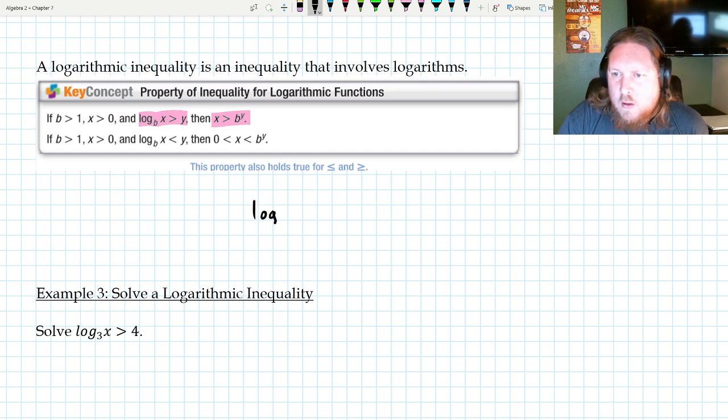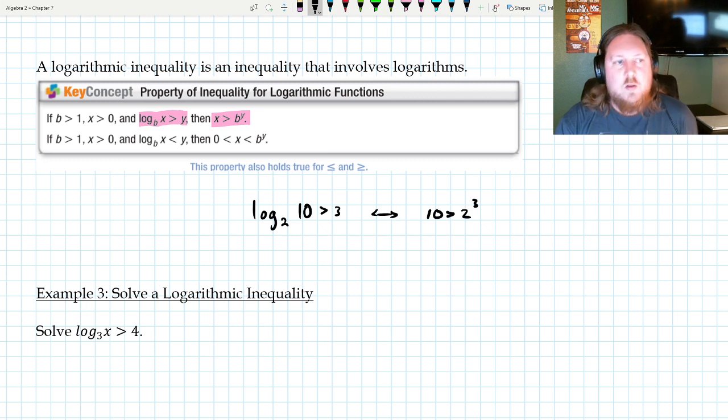So log base 2 of 10 is greater than 3. This goes to 10 is greater than 2 cubed. So you do have to kind of pay attention to the direction there. But when you do this, it also works for the or equal to's.